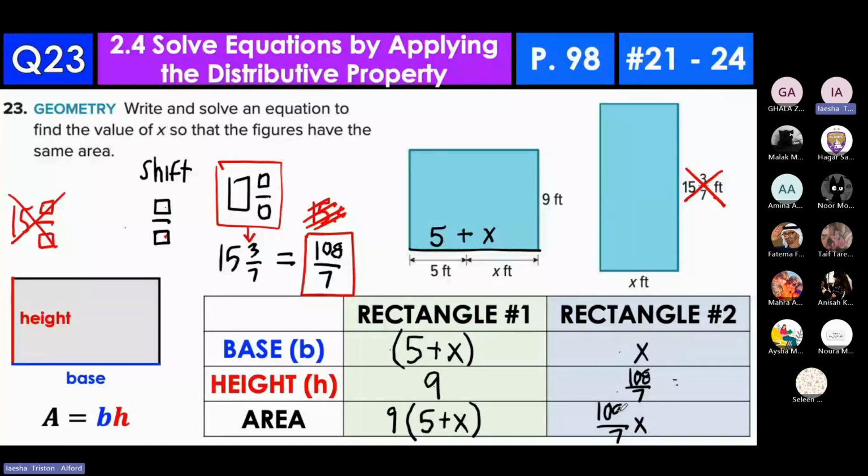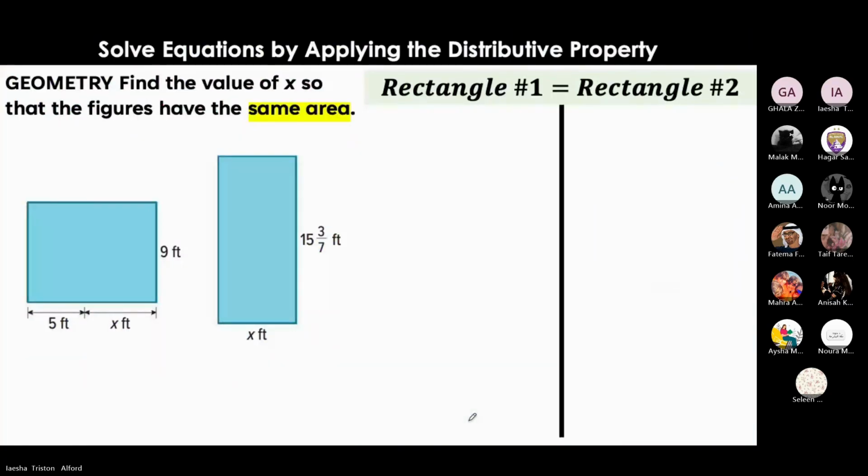So what did we say? The hard part is to write this formula. The easy thing is to solve. So the first one, we have 9 multiply 5 plus x. The second rectangle, we have 108 divided by 7 times x. Okay, so distribute.